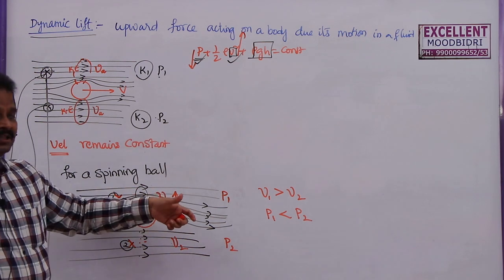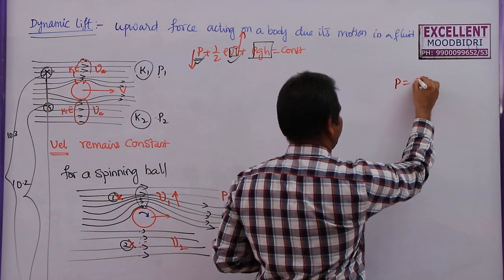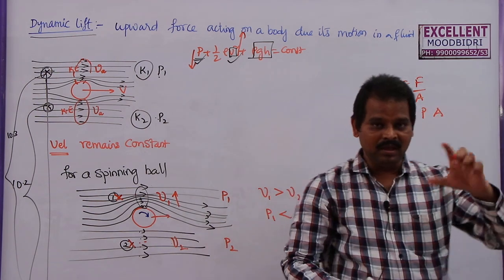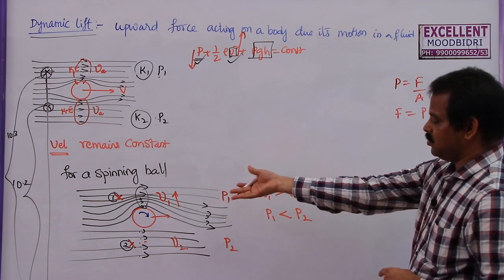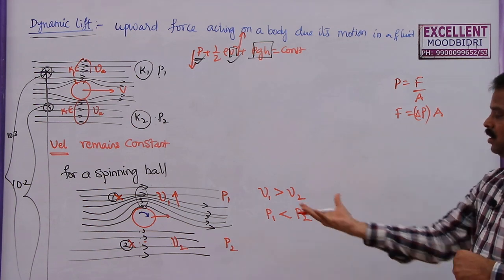This pressure difference will create a force. We know that pressure is equal to force by area. So force is equal to pressure into area. Here, what is the force that is acting on the ball? This force is given by the pressure difference into the area of that ball.